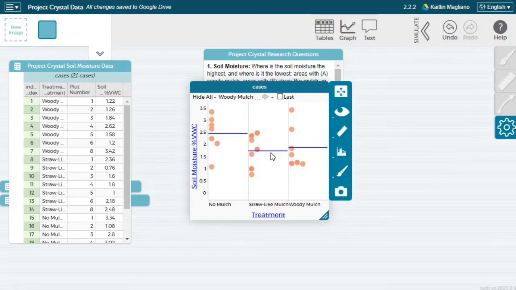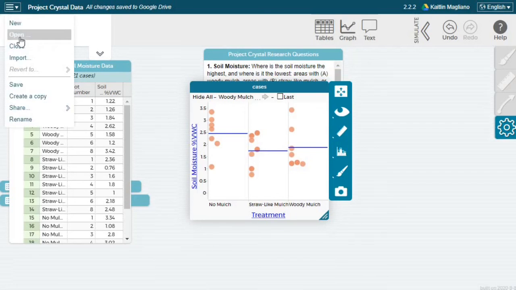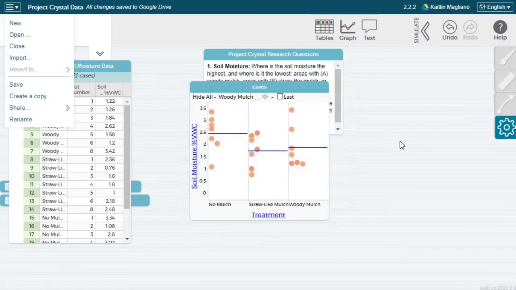So this is the data from earlier in the year, but now it's your turn to create a graph like we just did together for your soil moisture data that shows where the soil moisture is the highest and where it's the lowest. And don't forget to save your progress. You can go to Save up here so that you can keep working on it if you stop at any point.